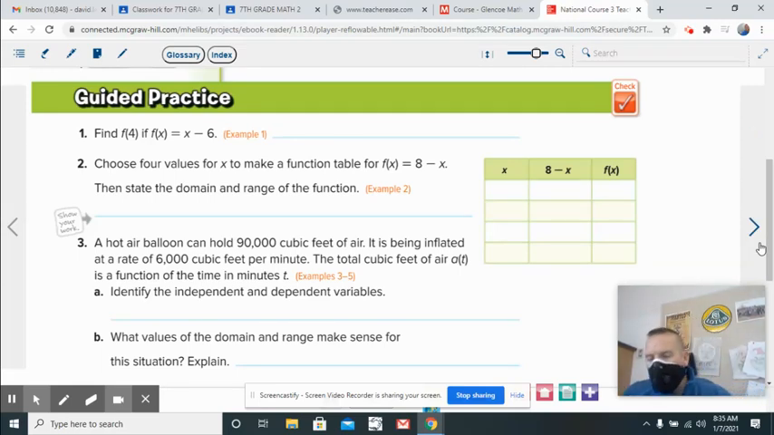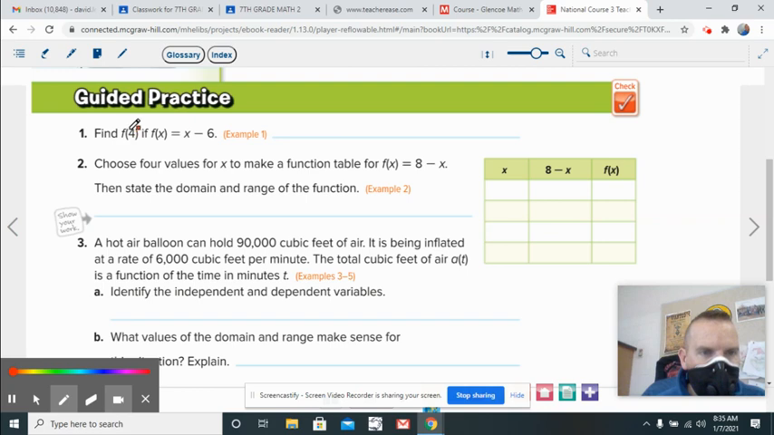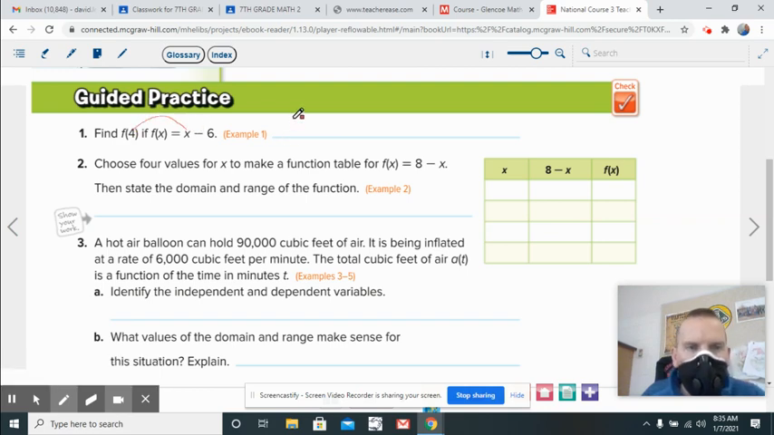Morning again, eighth grade. We're going to take a look at page 290, which is again chapter 4, lesson 3, and it's more about functions. It says find f of 4 if f(x) equals x minus 6. Well, what they want you to do is see this number 4, you just replace it in there. So they want you to solve 4 minus 6. So you just write your answer as -2.